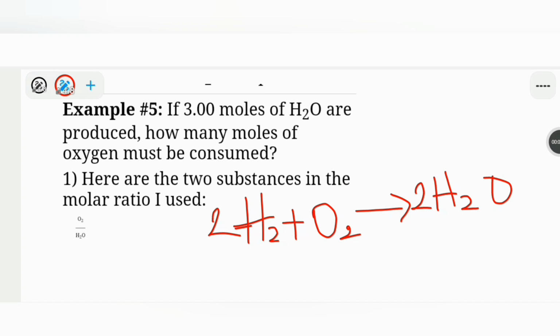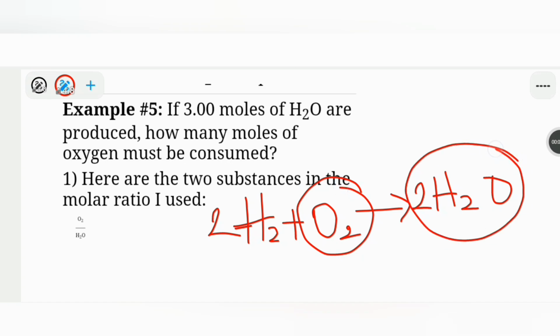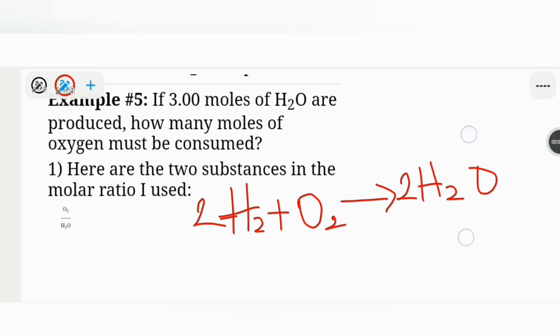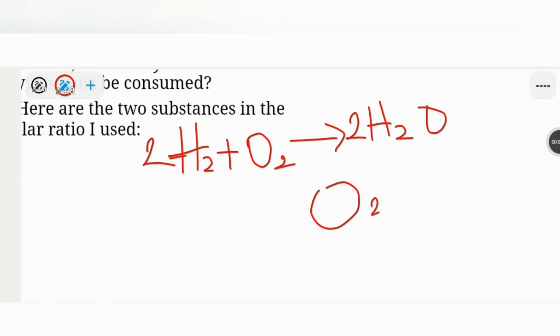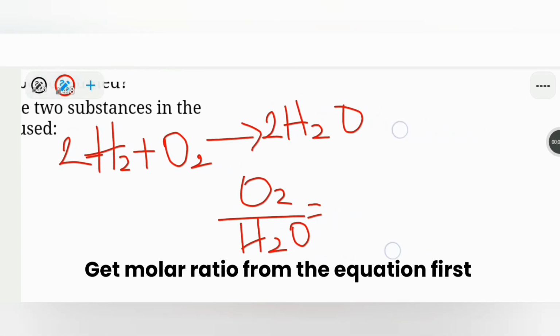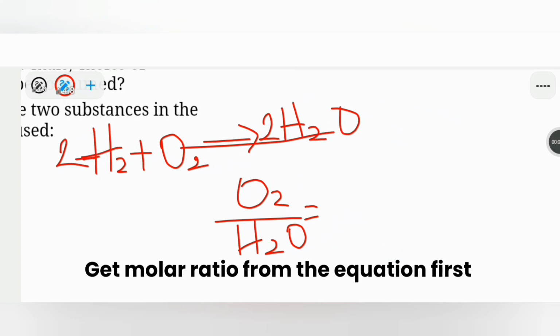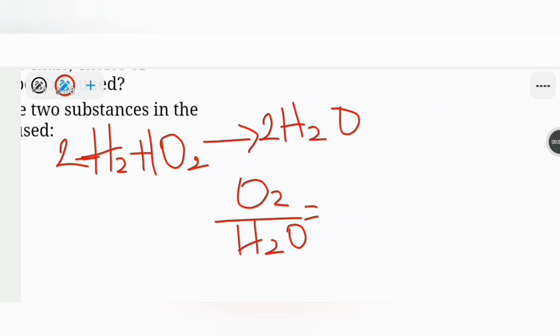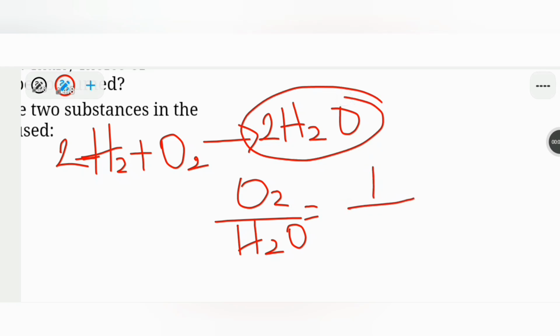Now let's look at what we are given. We are given H2O. So let's form the relationship between O2 and H2O. My ratio will be like this: since I'm looking for oxygen, I'm going to put it at the top, so I'm going to write O2 over H2O. This is the ratio I'm using. First of all, get the ratio from the equation. Check this equation and get the ratio. Oxygen has imaginary 1 here, so write 1 here, divided by H2O, which has 2 in front of it, so write 2 here. This is the molar ratio from the equation.